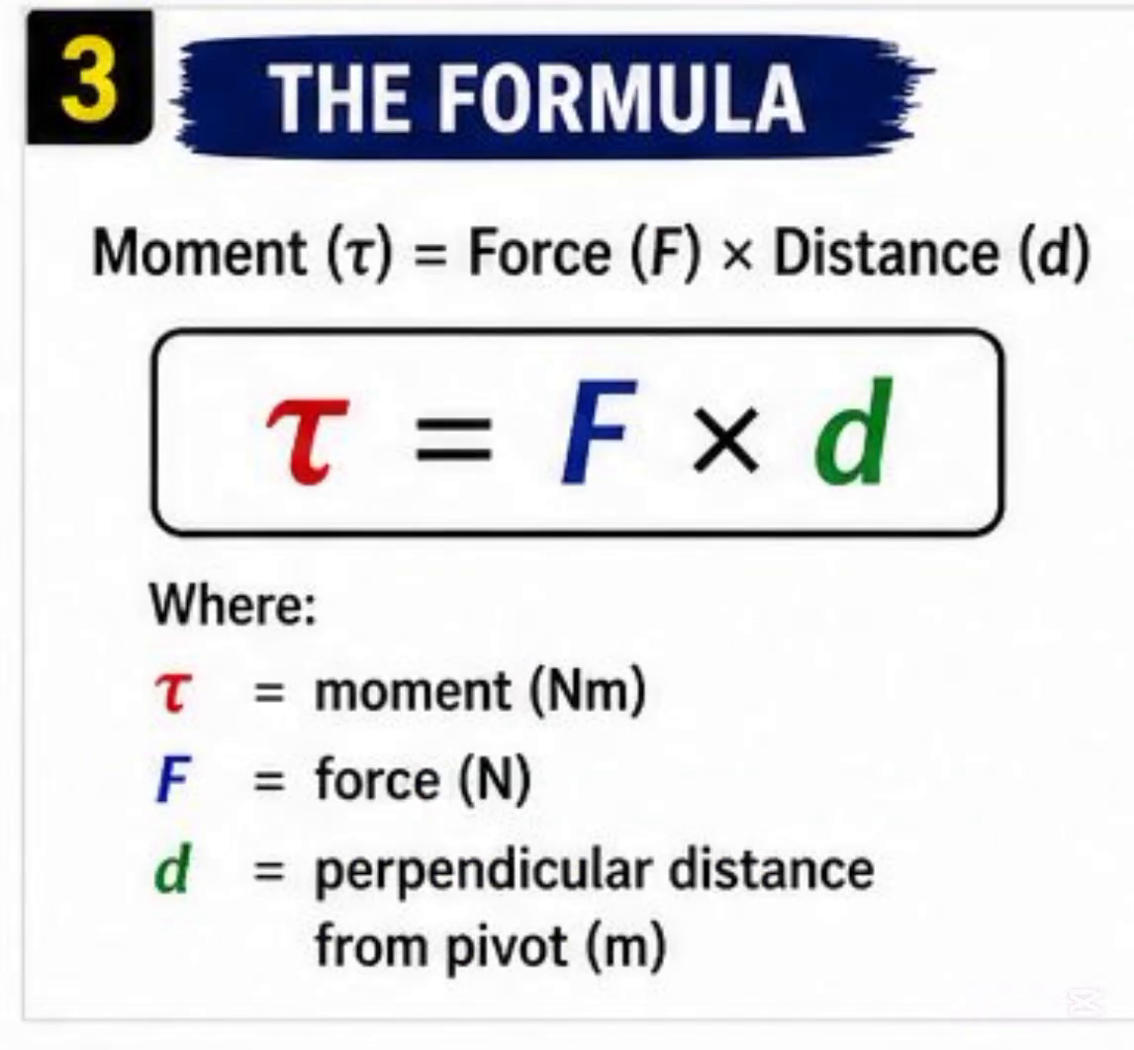Also, we have the formula of moment, which is equal to force multiplied by distance. Moment has the symbol tau, being equal to F, representing force, times d, representing the distance. Moment has the units of Nm, that is Newton meter. Force should be in its unit of Newton, then distance in its unit of meter, and this distance is the perpendicular distance from the pivot to the point where the force acts.